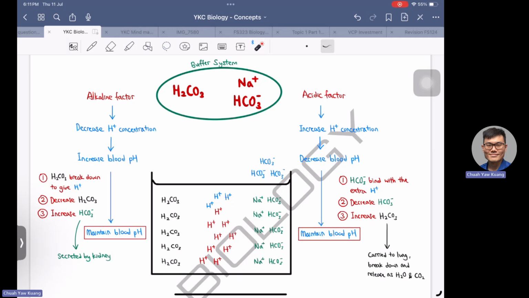And on the other hand, we will look at when there's the presence of an acidic factor. So I will return it to the normal.